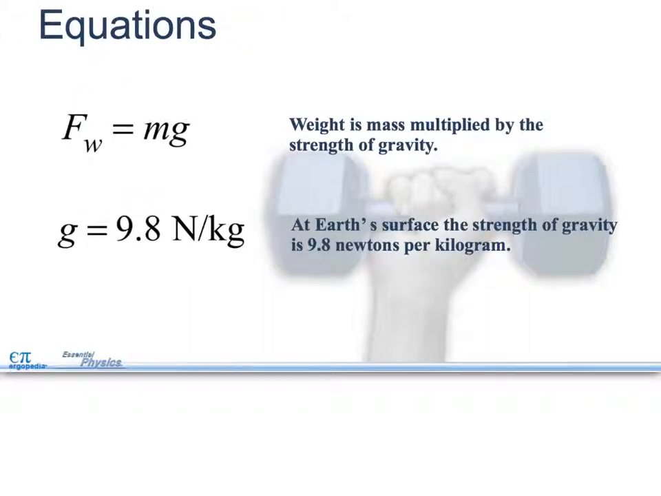Alright, equations. That Fw is going to be the force, which is your weight. Your weight is actually a force, and it is mass times gravity. Gravity is 9.8 newtons per kilogram for this. Weight is mass multiplied by the strength of gravity. At Earth's surface, the strength of gravity is 9.8 newtons per kilogram.